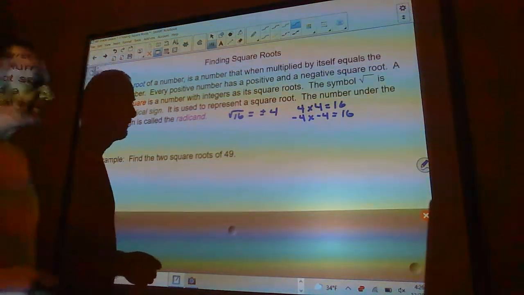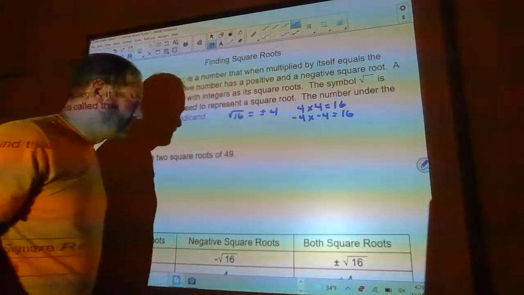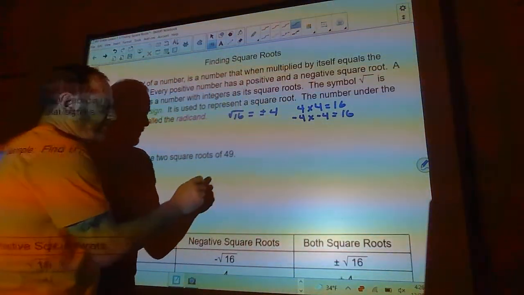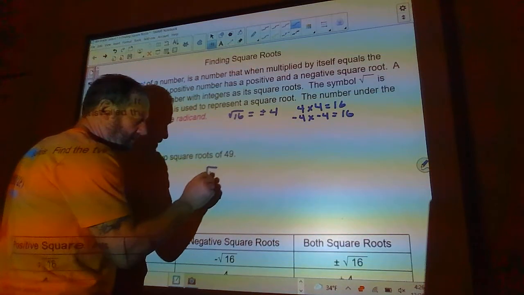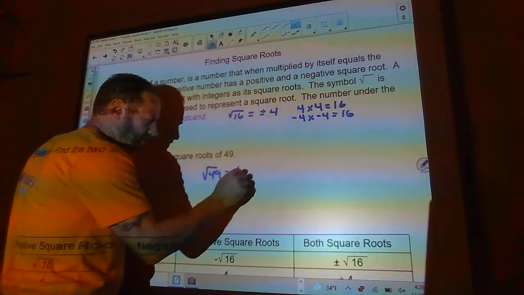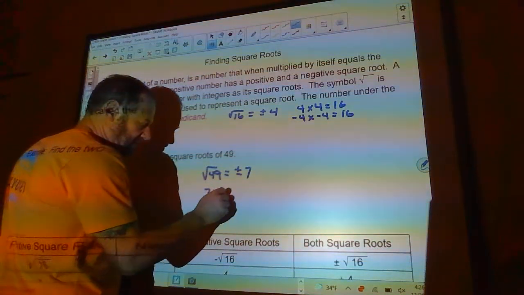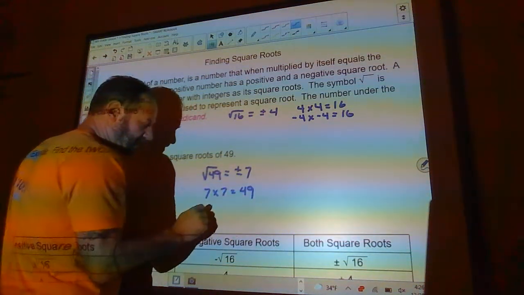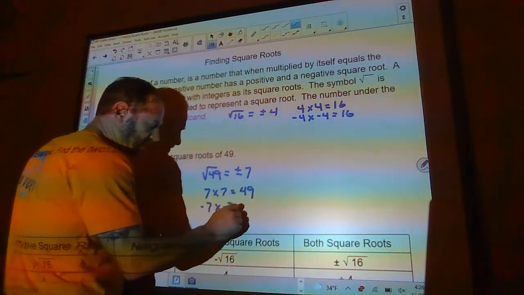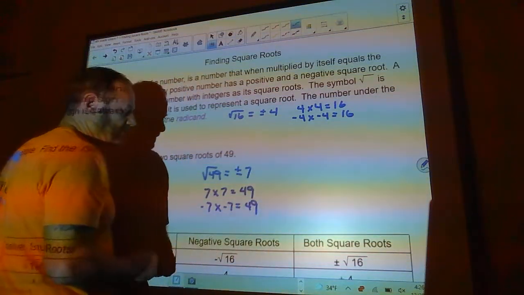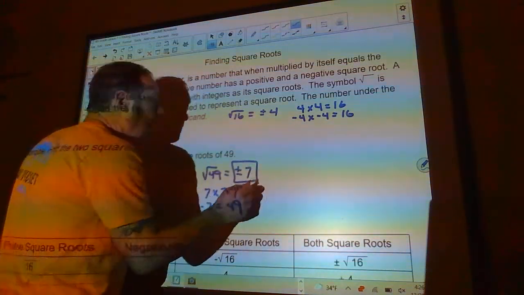So find the two square roots of 49. That's pretty simple. The square root of 49 is plus or minus 7, because 7 times 7 is 49, and because negative 7 times negative 7 is also 49. So here's my answer right there.